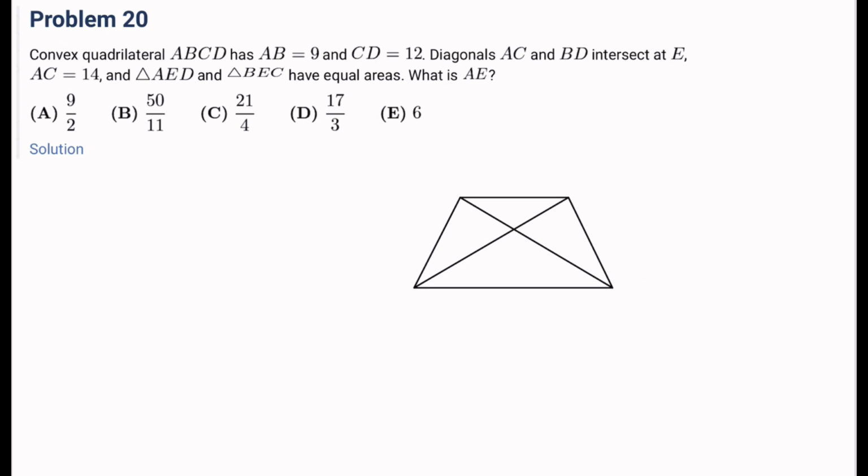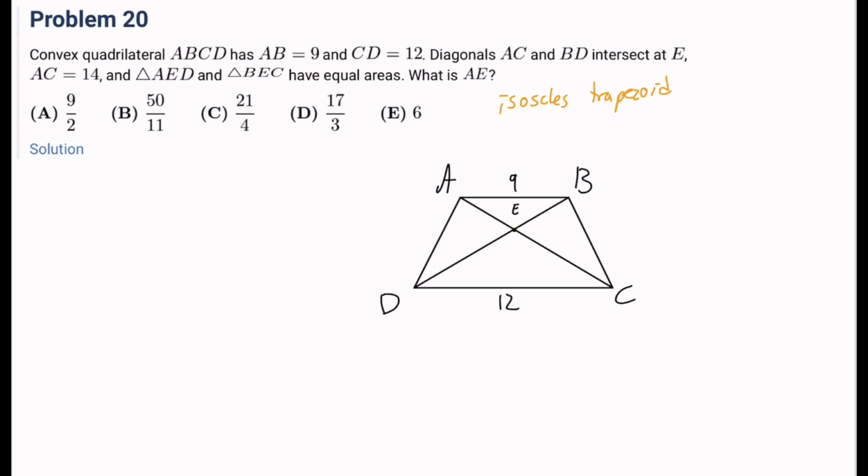Okay, so if we take out a diagram here, let's label the vertices. It's going to be A and B and C and D, right? And then they intersect at E, so this would be E. And then AC equals 14, and AB equals 9, and CD equals 12, right? So let's say that this is an isosceles trapezoid, because that is the only way for this to happen, because AED and BEC have equal areas. That's these two, right? And they have equal areas only in an isosceles trapezoid.